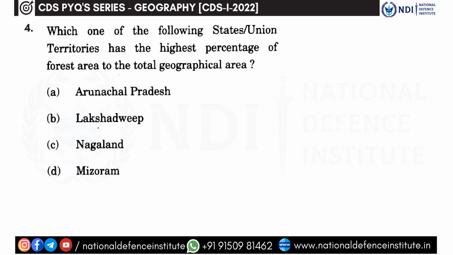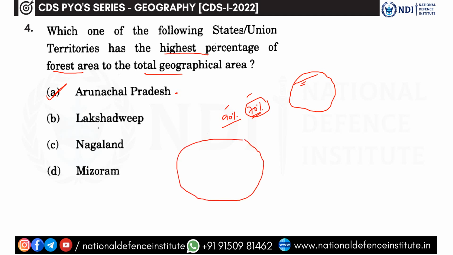Next one. Which one of the following states or Union Territories has the highest percentage of forest area to the total geographical area? See, percentage is something over the area. For example, 90% or 70%. With respect to area, if you take the forest cover, we discuss that as a percentage. With respect to percentage, Arunachal Pradesh is the state having the highest percentage of forest area. But the actual forest area by land cover is in Madhya Pradesh. So by land cover it is Madhya Pradesh, but by percentage it is Arunachal Pradesh. Every 2 years the biennial survey.